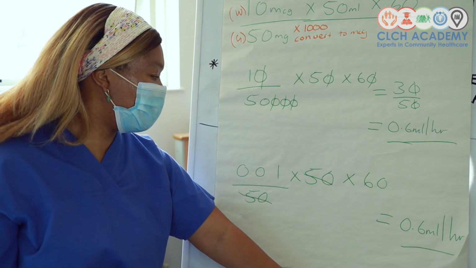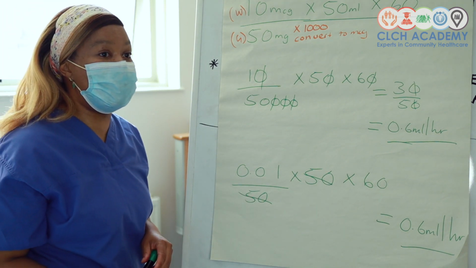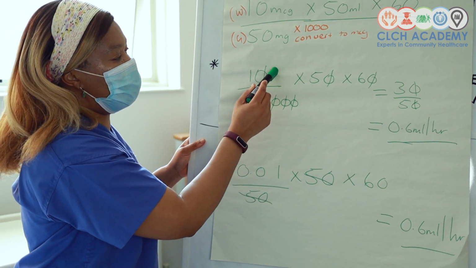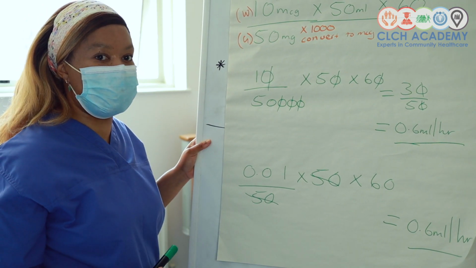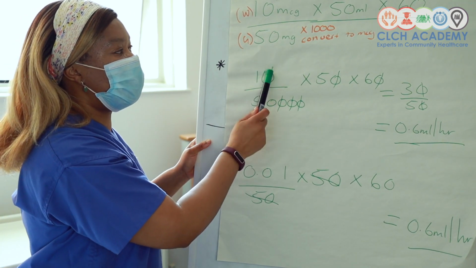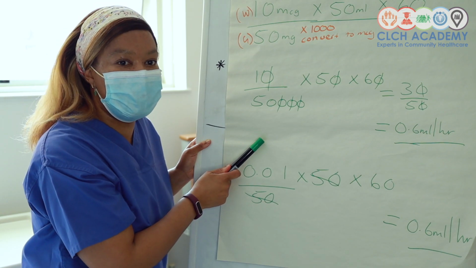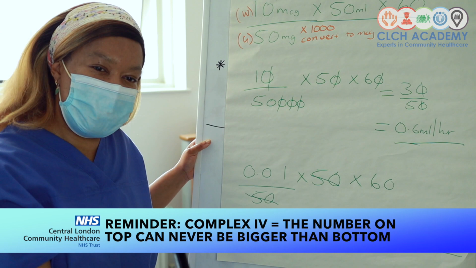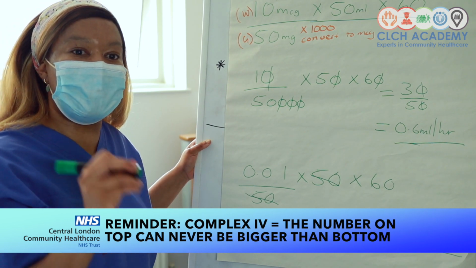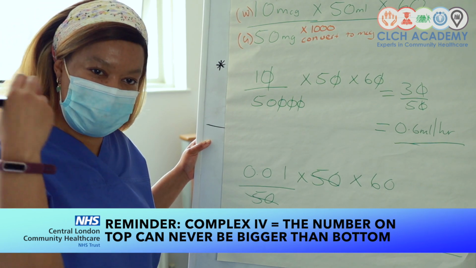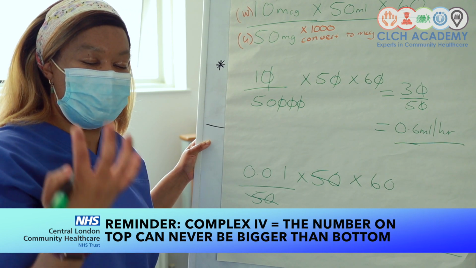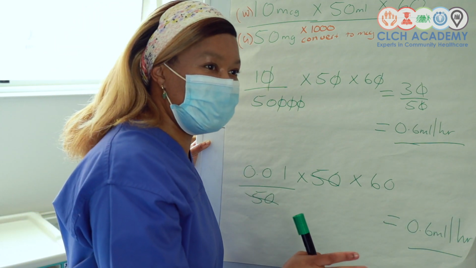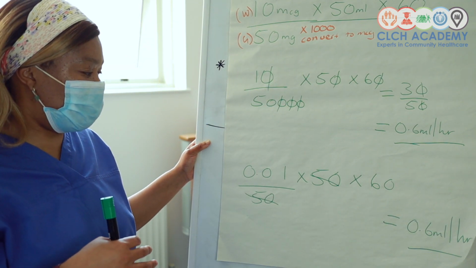Other common mistakes that people make is that they convert the wrong way and they multiply your 10 micrograms by 1,000. So the number on top becomes exponentially bigger than the number at the bottom. With complex IVs, the number on top can never be exponentially bigger than the number at the bottom. Always remember that at the back of your mind. If that's what's happening for you, then it suggests maybe that you've gone the wrong way. So always come back and have a look at it again.